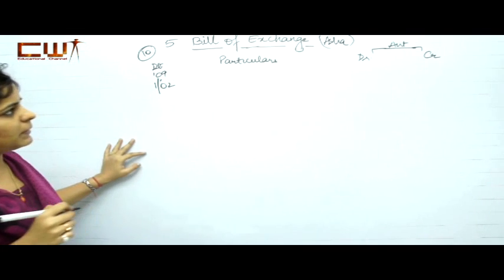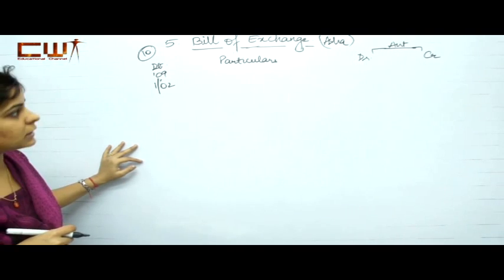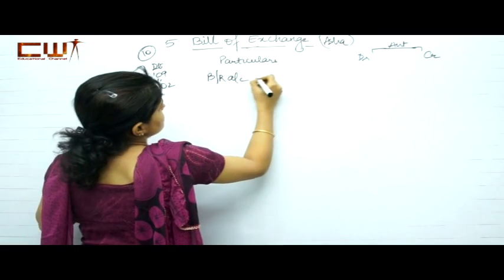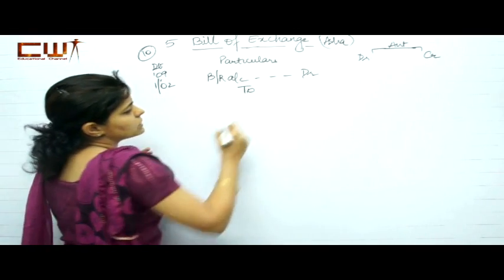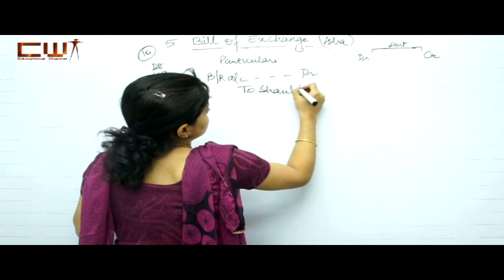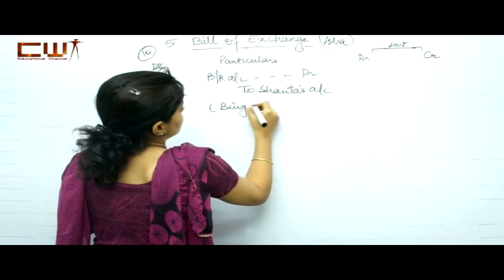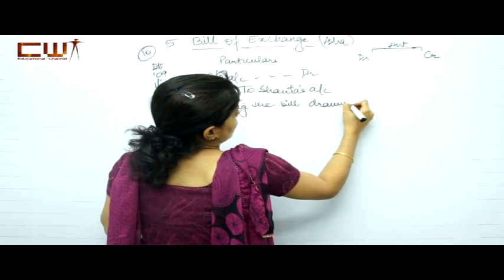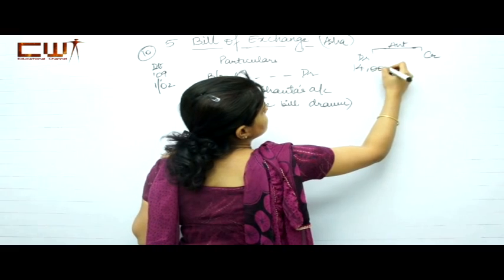What is this? The bill has been drawn on whom? The bill is drawn on Shanta. So for Asha it will be what? Bills receivable, an asset, so it is debited. Bills receivable account is debited to Shanta's account, who is the drawee of the bill. The narration is being the bill drawn. How much is the bill for? 14,000.